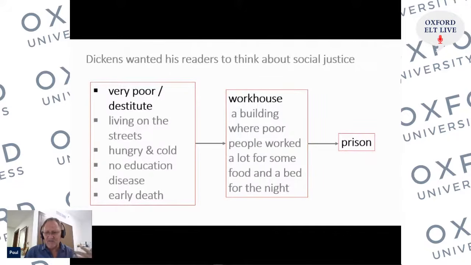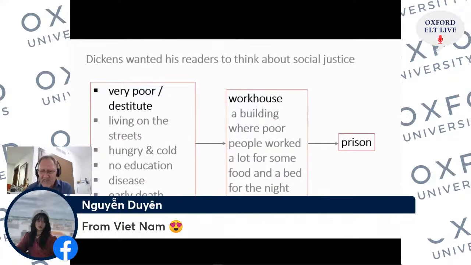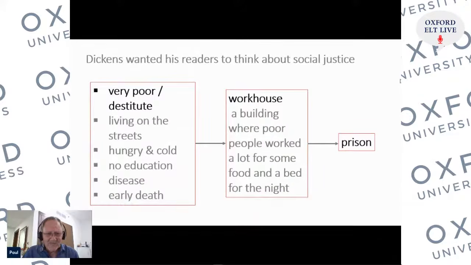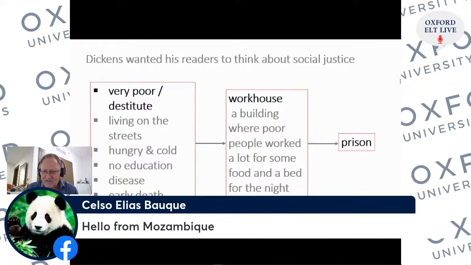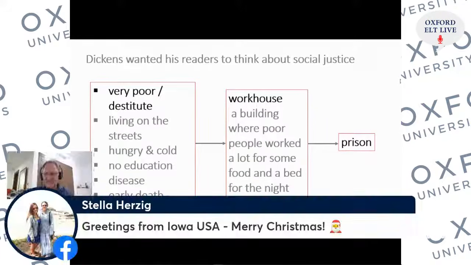I want us to think about them. And hello to everybody. We're getting people from all over: Vietnam, Turkey, Mozambique, the USA. And of course, Ataur says, what is the meaning of prison?